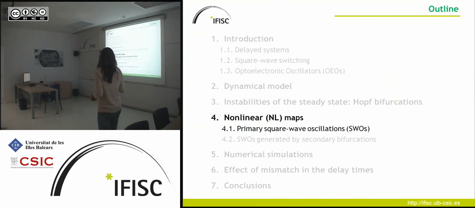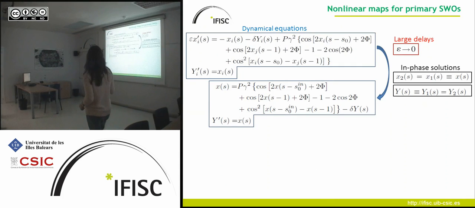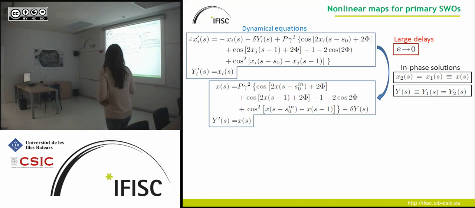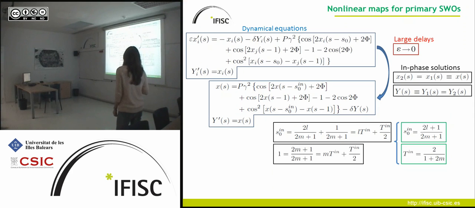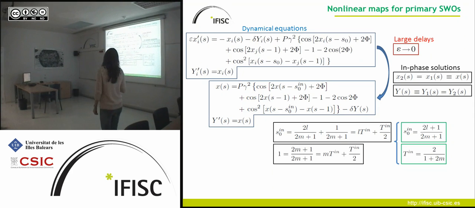Okay, one can obtain a period for a solution, and now we also would like to have an expression for the amplitude. So to do this, we try to find nonlinear maps for the amplitude of the square wave solutions. This can be done in the limit of large delays. If one considers in-phase solutions, this conditional synchronization, the dynamical equations can be written in this form, and then, taking into account the expressions for the ratio between the delays and the period of the oscillation, one can relate the period to the different delays.